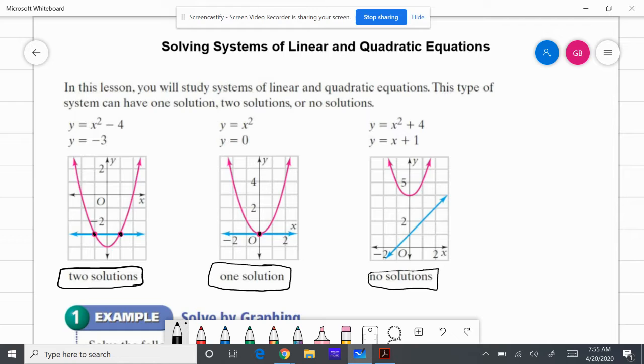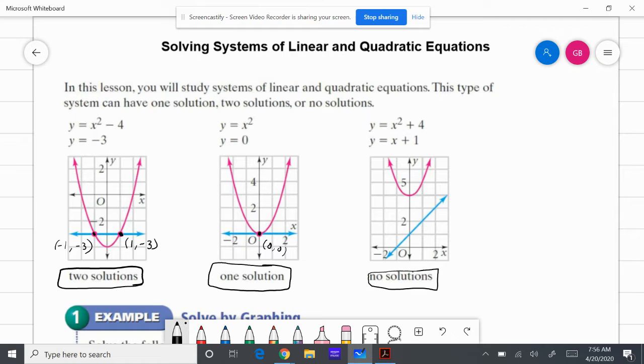You could also identify what the actual solutions are, and they're always going to be coordinate points. So going back to the first one, this point here is 1 comma negative 3. And this point over here on the left is negative 1 comma negative 3. So those are the two solutions, the two coordinate points. For the middle one, they intersect at 0, 0. So the one solution it has is 0 comma 0. And then the last one doesn't have any solutions.